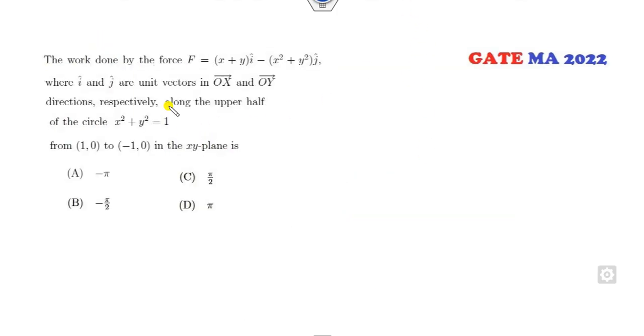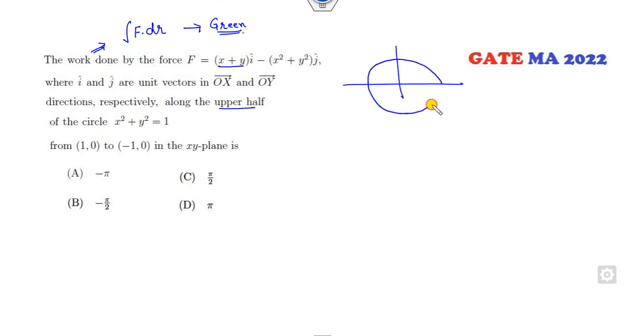Okay, look at this one. The work done. The formula for the work done is ∫F·dr. So you can see it's a single integration. Whenever it is a single integration, you can apply Green's theorem. This is my P and Q. Both are continuous over the upper half of the circle. So this is only the upper half of the circle. This is my circle. What is my feasible area? This is my feasible area only. Say A to B.